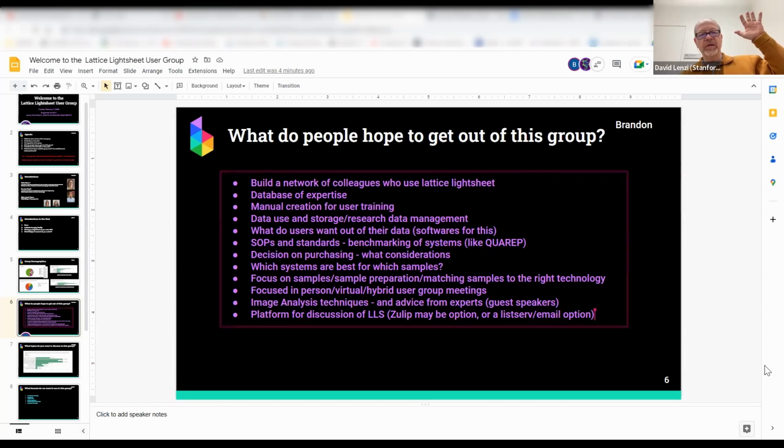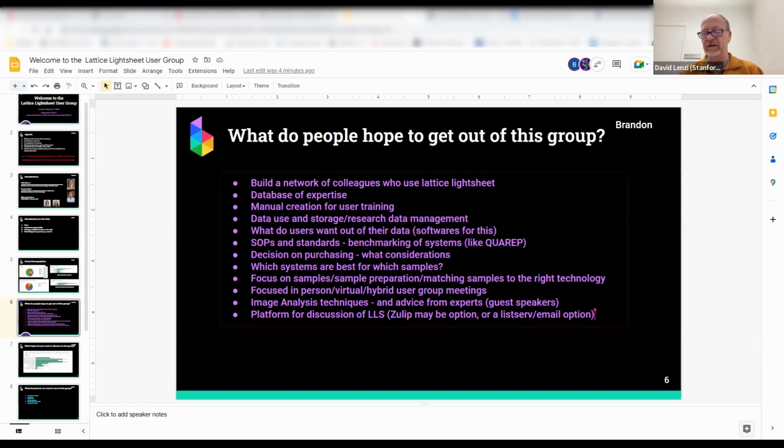Hey, could I add one thing to this list? Please. Yeah, so one thing we haven't talked about is instrument hacks. So we have a Zeiss Lattice Lightsheet 7, and people are interested in perfusion systems. So I'm currently designing one. I've got a plan in mind on how to do it, but I don't know if anyone else has tried to solve getting tubing down into the system and how to do that. So that would be a fun thing to get other people's input on.